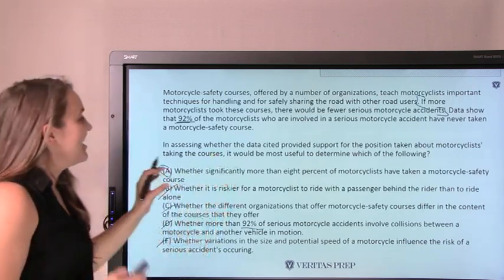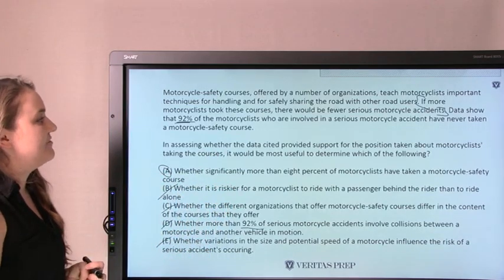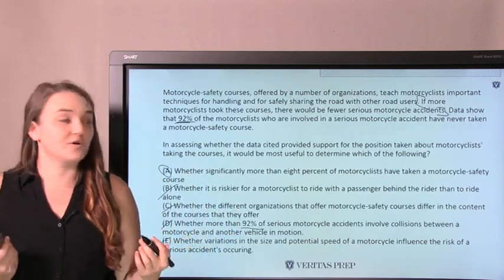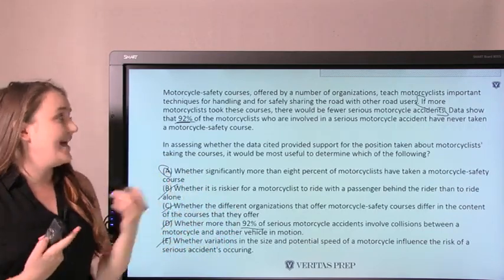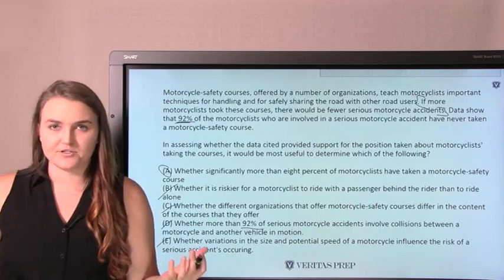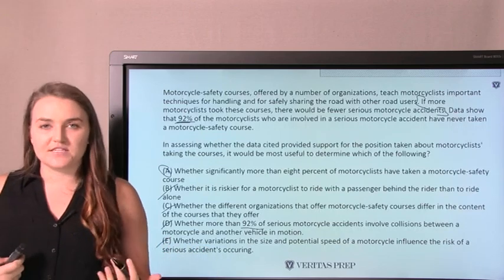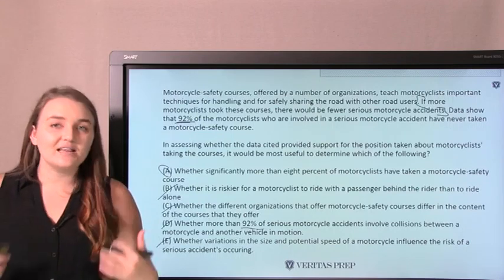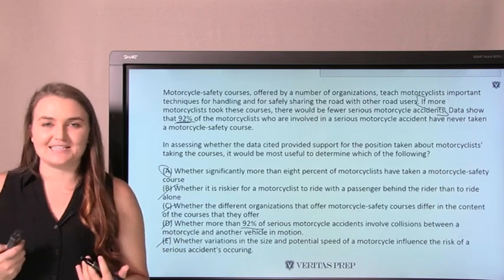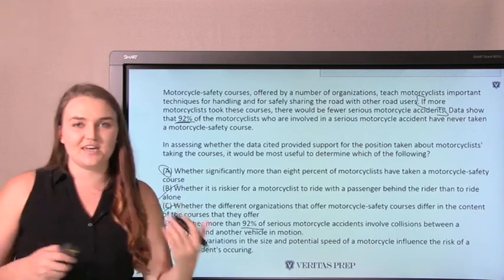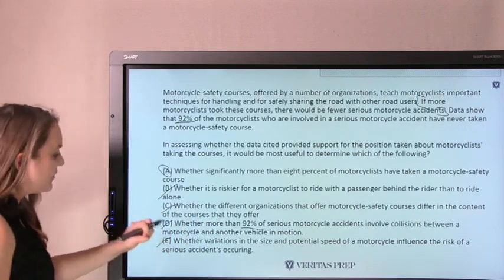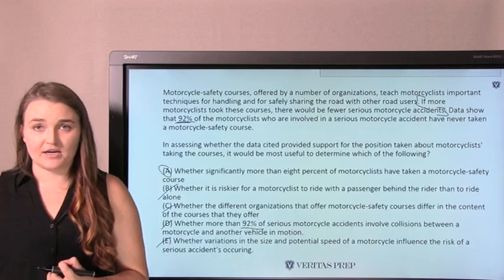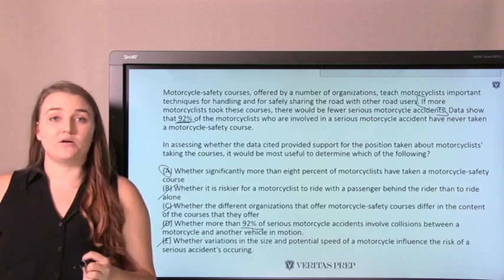First of all, in a situation like this one, they're talking to the fact that these motorcycle courses prepare them for handling and for sharing the road with others. So whether or not others are involved in these accidents doesn't make or break things, because once again, the likelihood that they're involved in these accidents doesn't change whether they've taken the course or not taken the course purely based on the statistic I've been given in answer choice D. Right? So it doesn't make or break our argument.